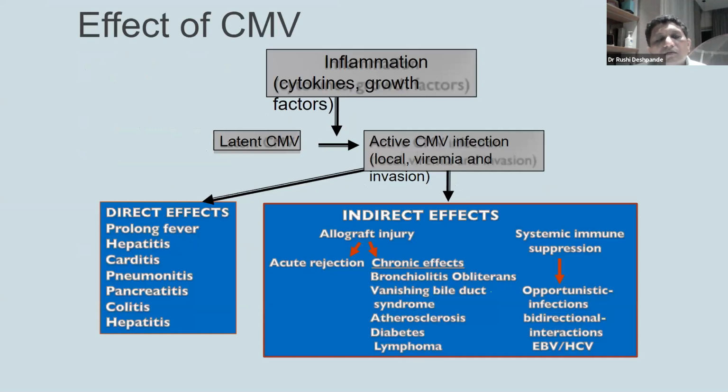CMV causes a lot of problems. CMV disease affects bone marrow and multiple organs, including heart, liver, lungs, pancreas, colon. Different places it will manifest with different presentations. It can also damage the kidney and cause nephritis.